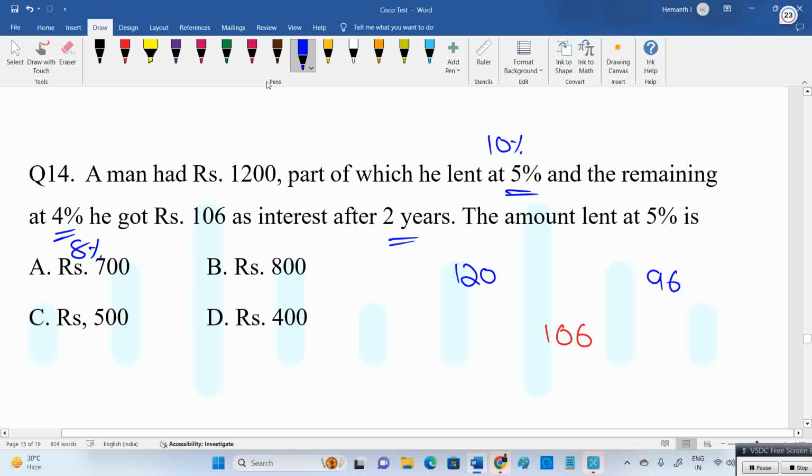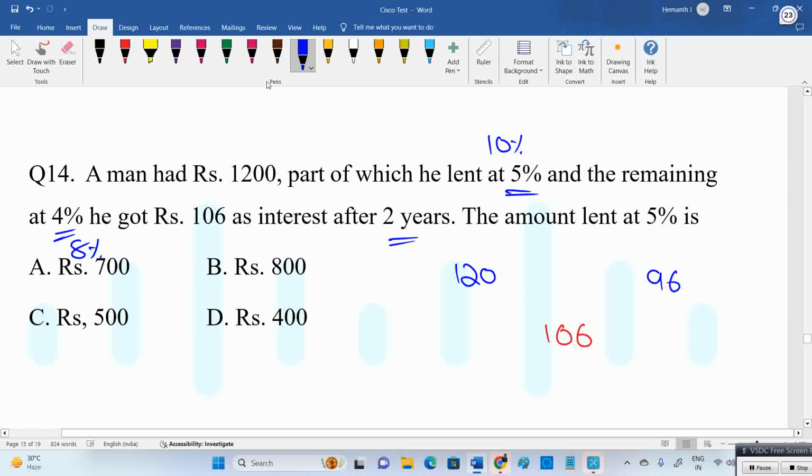First, let's see this again. What is that 120? If the entire amount is given for 5% per annum for 2 years, I'll get 120. If my entire amount 1200 is given for 4% per annum for 2 years, meaning 8% interest, that is 96. But due to mixing, the value should be in the middle.